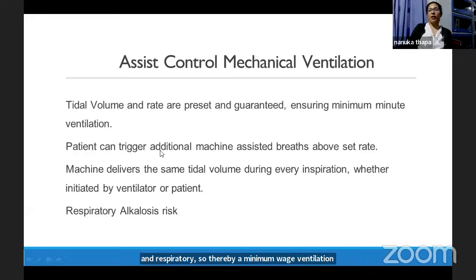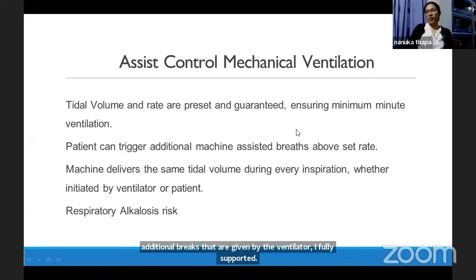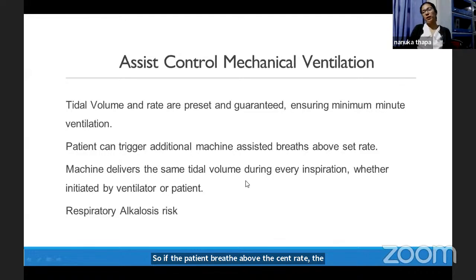Additionally, the patient can trigger additional breaths. Whenever a patient triggers a breath, these additional breaths given by the ventilator are fully supported. So if the patient breathes above the set rate, the machine is going to give the same tidal volume, irrespective of whether the patient needs it or not. The disadvantage of this mode of ventilation is that it can lead to hyperventilation, and this hyperventilation can lead to respiratory alkalosis.